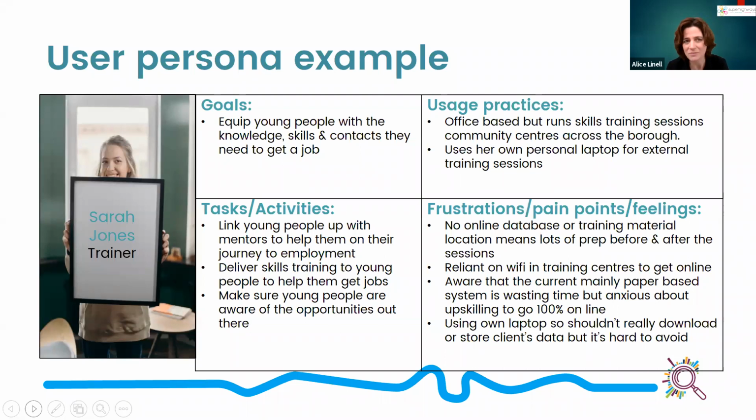So in this instance, it's a trainer whose goal is to equip young people with the knowledge, skills and contacts they need to get a job. And then you get people to list all the activities that they do. Again, high level, not like walk to the photocopier. So she's got: link young people up with mentors to help them on their journey, deliver skills training to young people, and make sure young people are aware of the opportunities out there. So she's got 3 core things she's trying to achieve. I'm sure she does loads of other things as well, but these are her core things in her job.